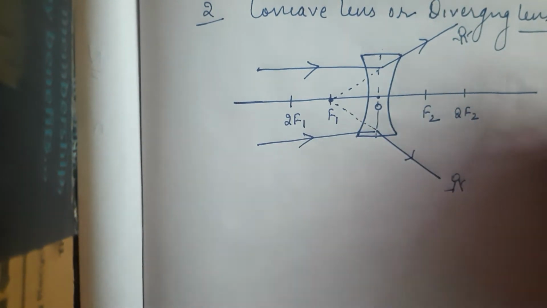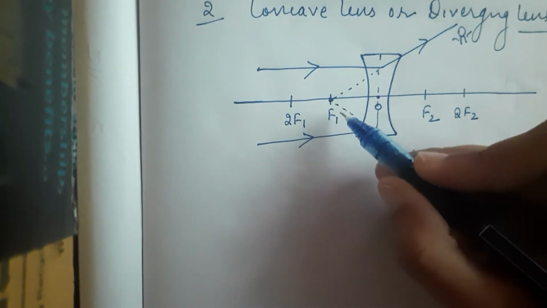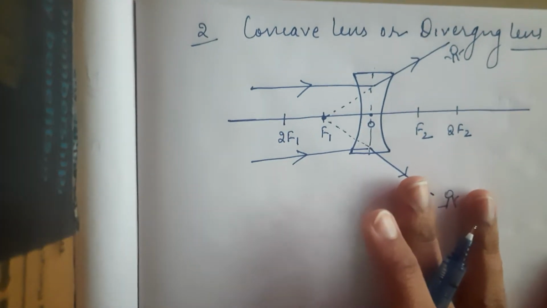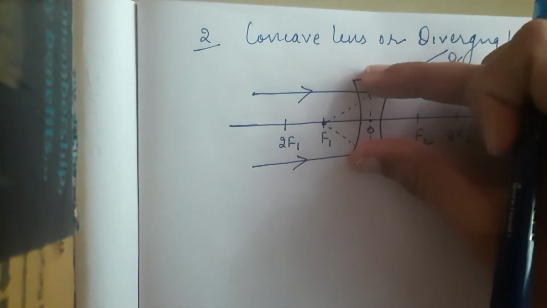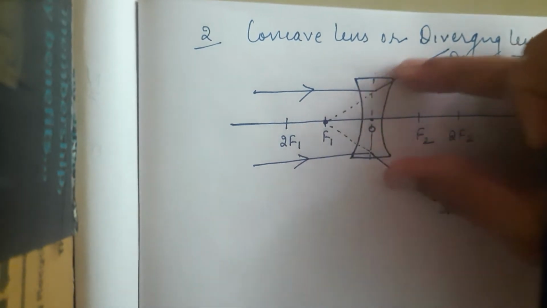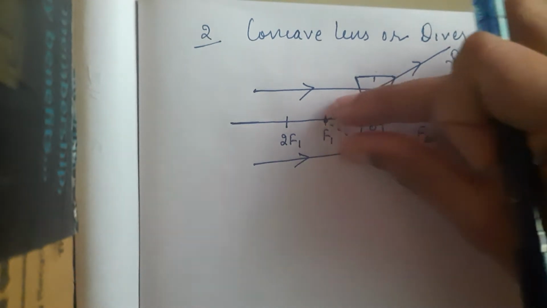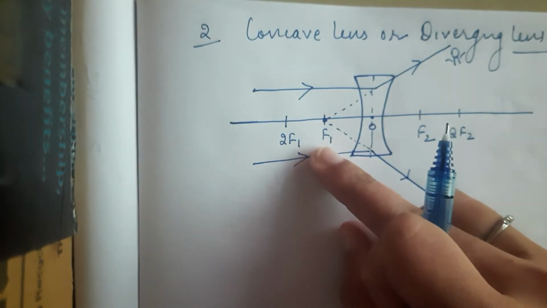Why virtual? Because the lines are not actually meeting. The ray of light is not actually meeting here. Right? So this is the reason why a concave lens is called a diverging lens, because the light rays coming parallel to the principal axis diverge after refraction and they appear to meet backwards at a point focus F1.